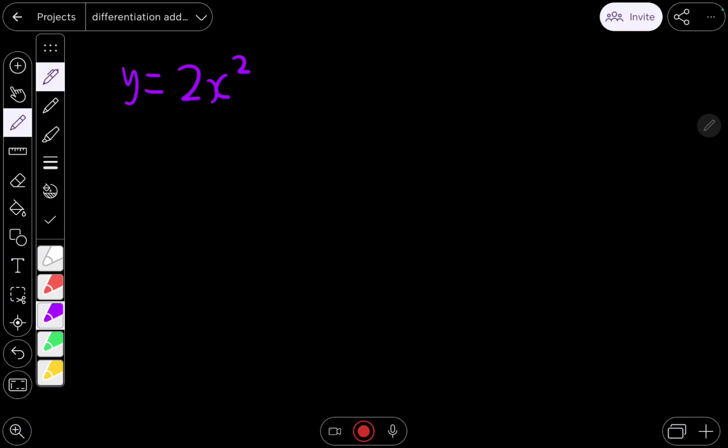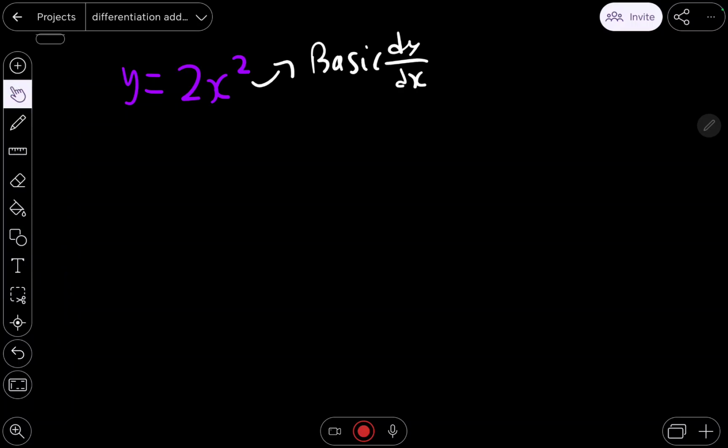Alright, so what kind of differentiation is this? It's a basic differentiation, isn't it? Of course you don't need to write it down, but I'm just writing it down to get you to understand it better. And is it in a nice form to differentiate, meaning that there are no fractions? Alright, so these are the 2 questions I usually ask myself.